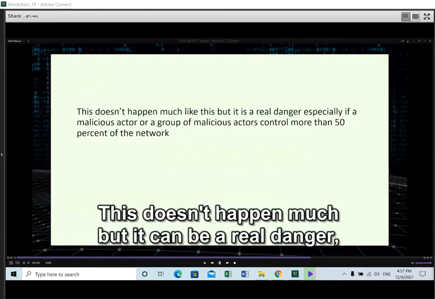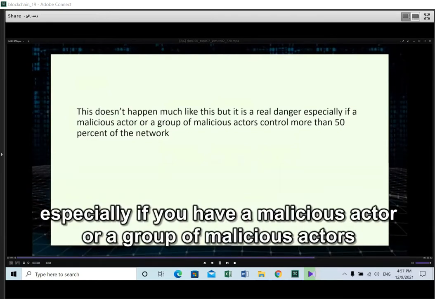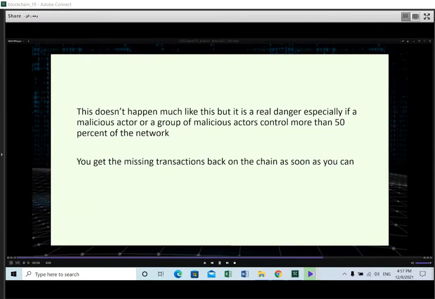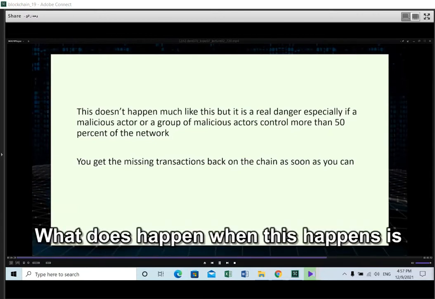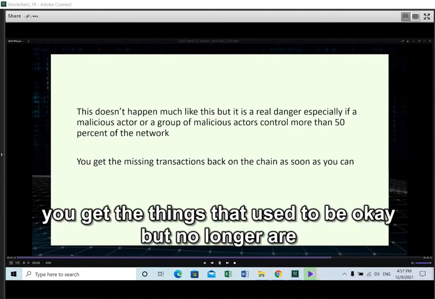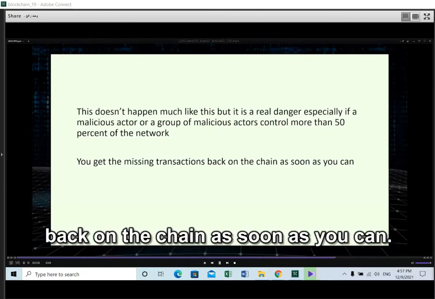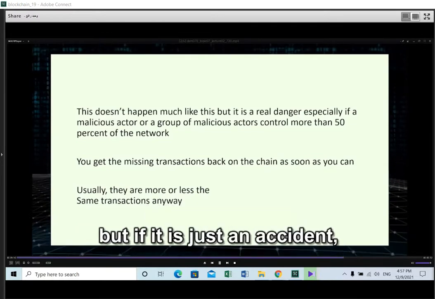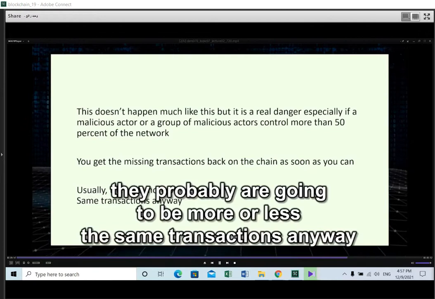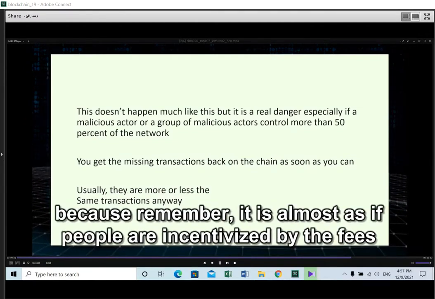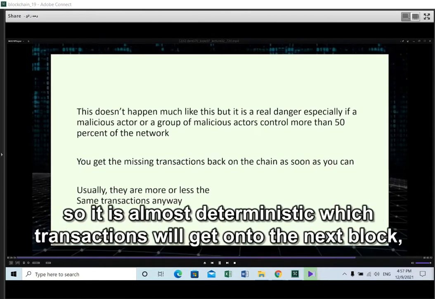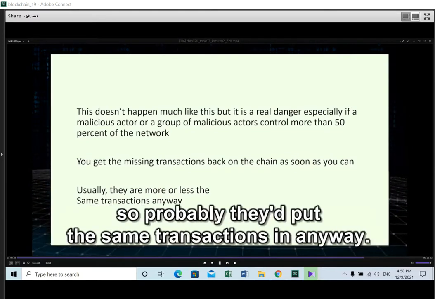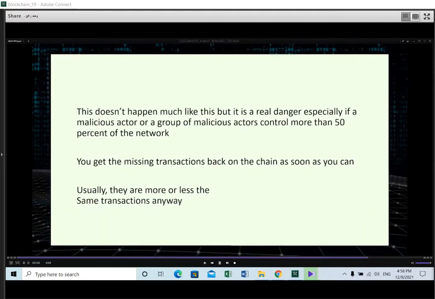This doesn't happen much, but it can be a real danger, especially if you have a malicious actor, or a group of malicious actors, that control more than 50% of the network, which isn't true in blockchain, obviously. But what does happen when this happens is the things that used to be okay but no longer are go back on the chain as soon as you can. And usually if it's just an accident, they're probably going to be more or less the same transactions anyway, because remember, people are incentivized by the fees, so it's almost deterministic which transactions will get into the next block. If it's malicious, then they might be very different. So probably they put the same transactions in anyway, so probably not that much of an issue.